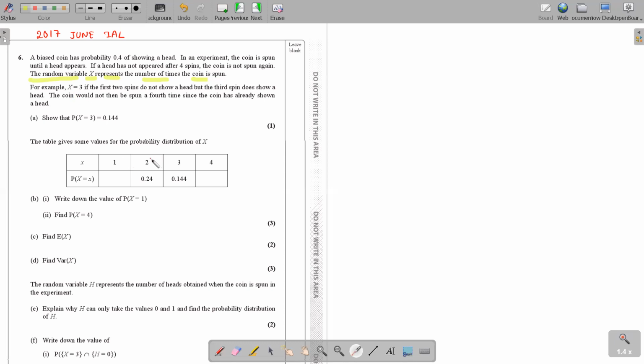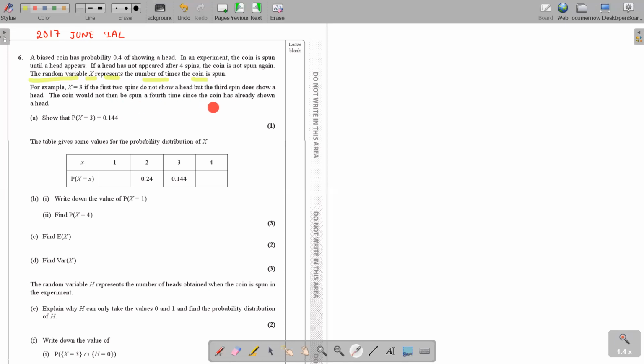So they are saying, for example, X equal 3, if the first 2 spins do not show a head, but the third spin does show a head. Immediately the moment you get a head, your game is over. Imagine you spin the coin once and immediately you get a head, game is over. Then the coin would not be spun a 4th time.